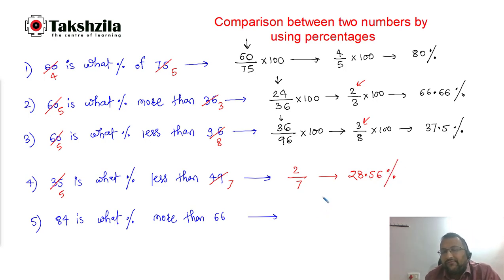Fifth example is 84 is what percent more than 66. Now the common factor between 84 and 66, I can see it is 6. So let's divide this by 6: 6 into 14 and 6 into 11. So 84 is what percent more than 66 is as good as 14 is what percent more than 11. We can see that 14 is 3 more than 11. Now we know 1 by 11 is 9.09, into 3, that is equal to 27.27%. This is how we can compare two numbers by using percentages.